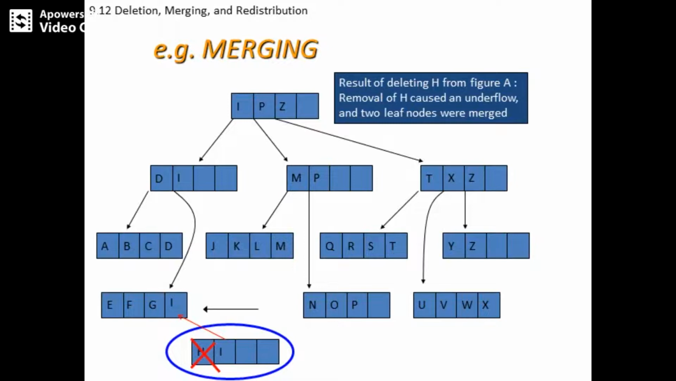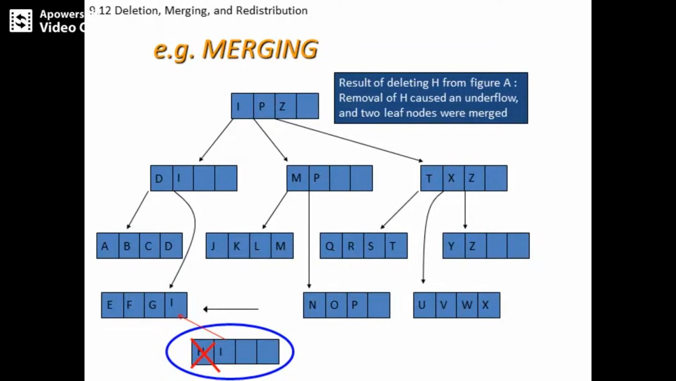Here we can see the example of merging, where only one character is left out, that is I. I have taken that I to the previous sibling and joined it there itself. In the previous sibling we had only EFG, so one place was left. I have copied that I to that place, and I can remove the whole node or reuse it for some other purpose. So this is called the merging option.